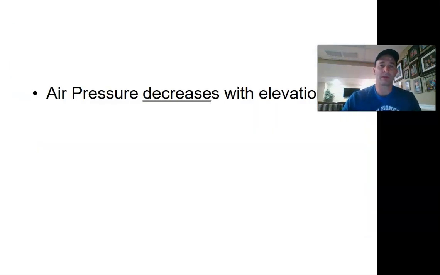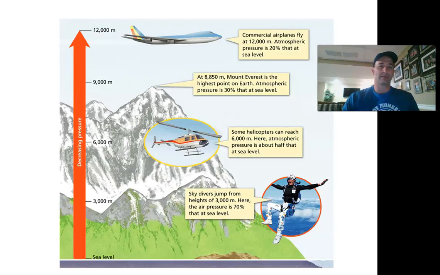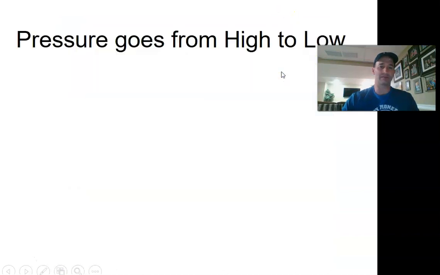Pretty cool. Okay, now, as you go up in elevation, the air pressure decreases. There's less air. So let's say you go up a mountain, there's less air pressure. If you were to climb Mount Everest, there's going to be less air pressure as you go up and up. This graphic shows that. You can see as you go higher and higher, there's less air pressure.